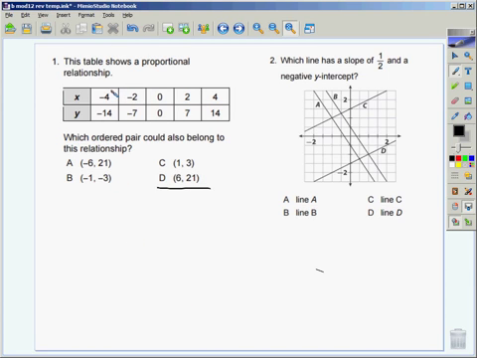If you take a look, the x values are going up by 2 each time. So if I go up by 2 here, it would put me at 6. The y values are going up by 7. So if I go up by 7 here, it's going to put me at 21, which is why 6, 21 is the correct number.